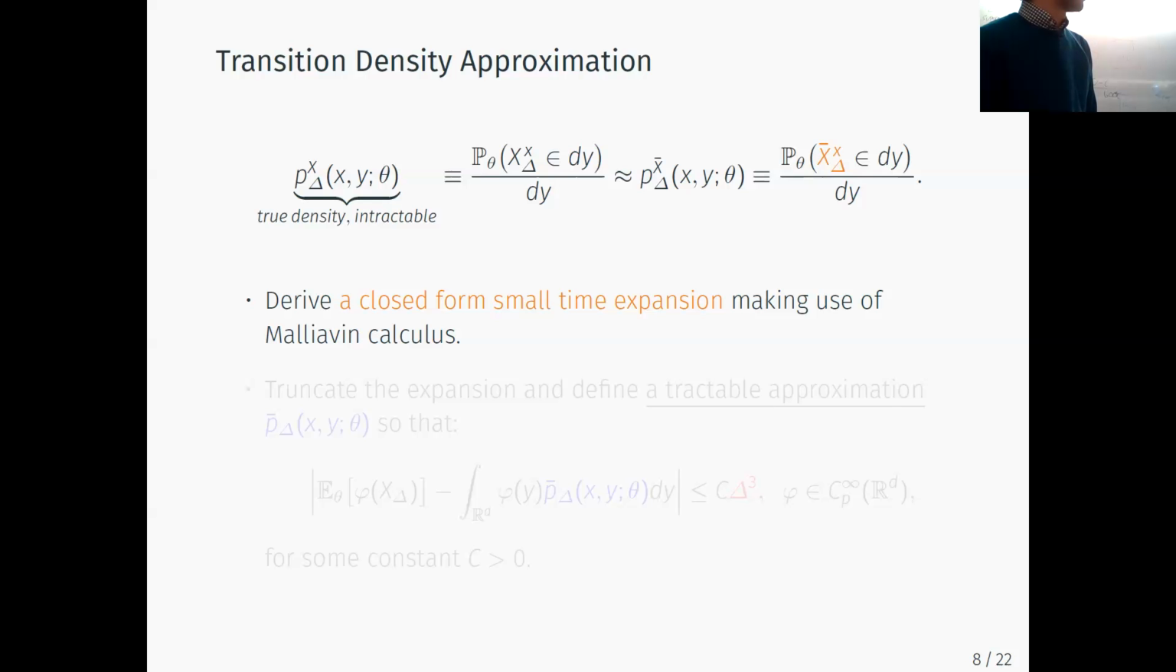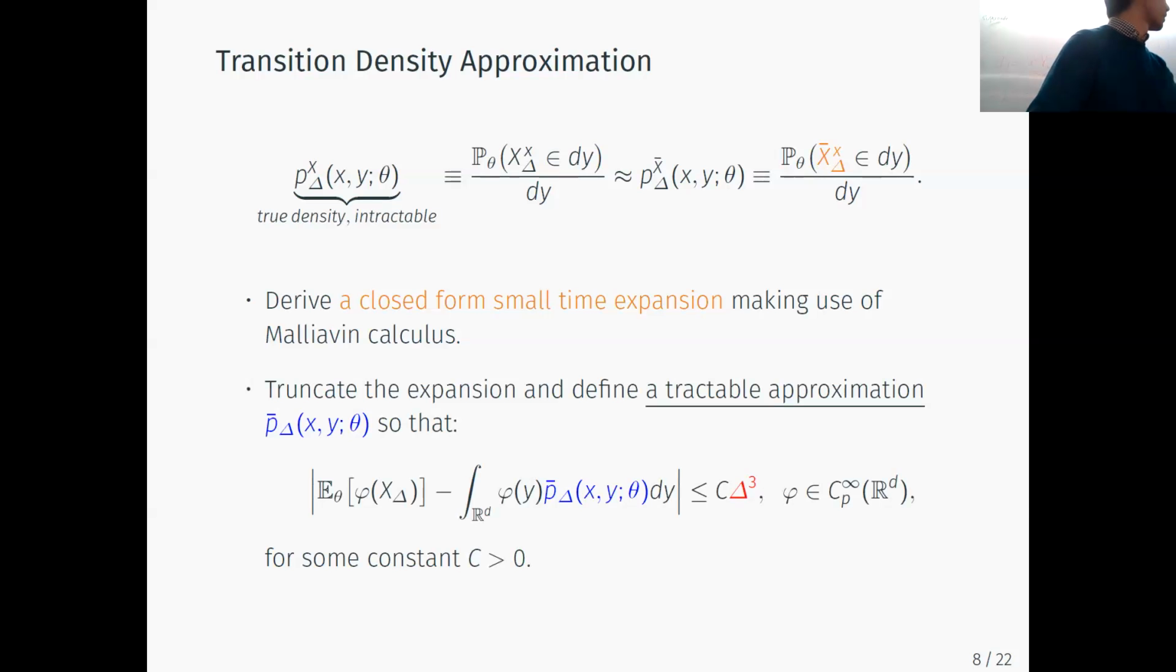For this quantity, we need to approximate it, and we try to derive a closed form small time expansion, making use of some probabilistic tool from Malliavin calculus. And then we truncate the expansion of the transition density and define a tractable approximation P bar satisfying these inequalities. Again, this P bar has the same role as the local weak third order approximation, as we have seen before in the case of the sampling scheme. So this is the rough sketch of the transition density approximation.